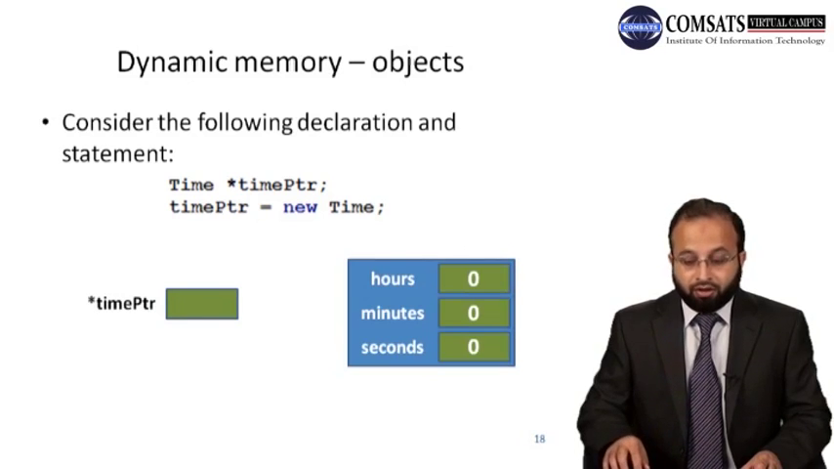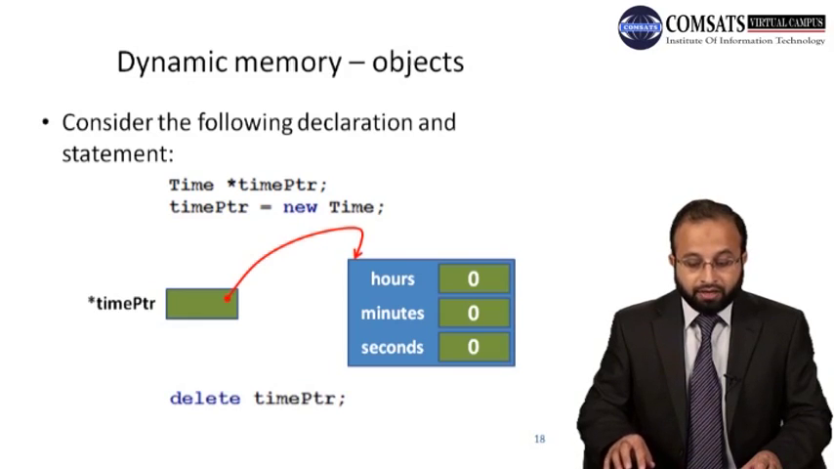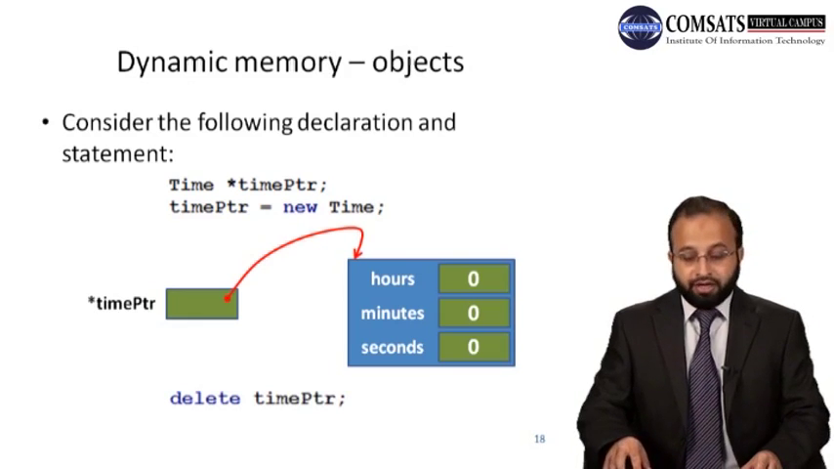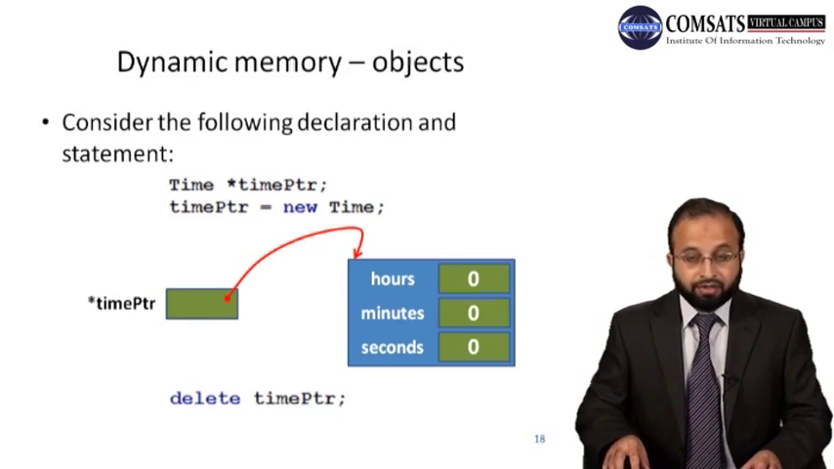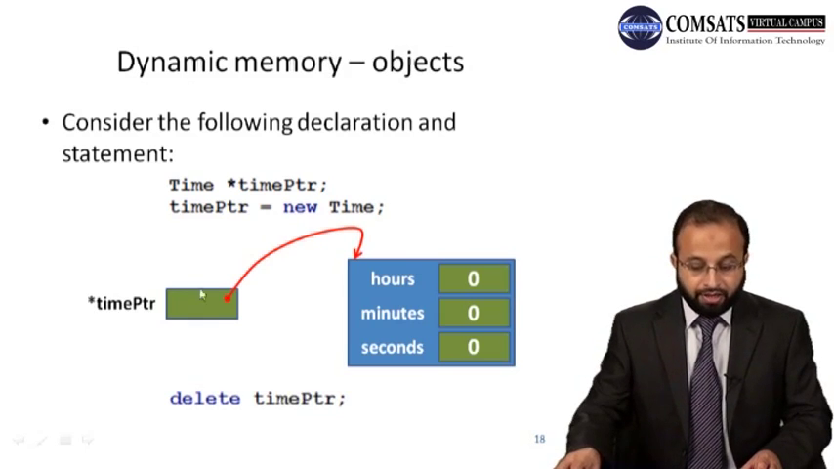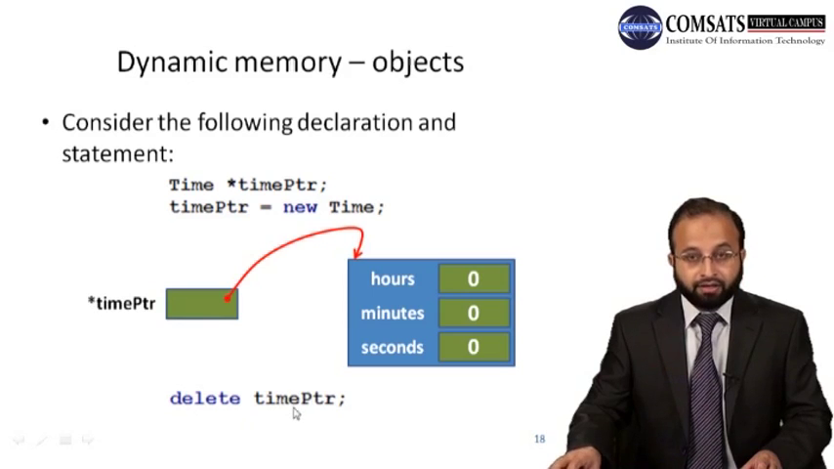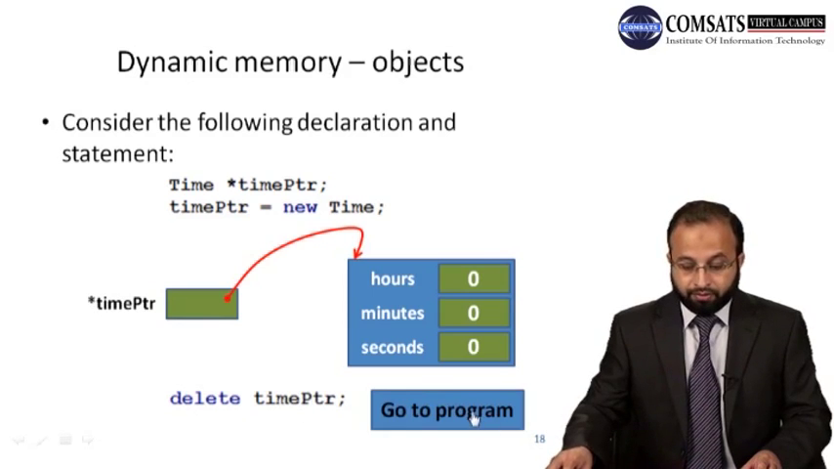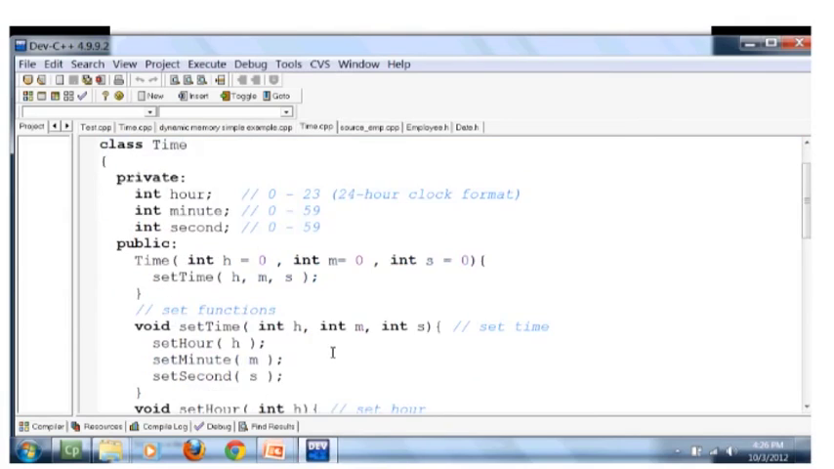It initializes all the private data members with 0, and then this is the pointer that is set. So the new operator returns the memory where it allocates the object of time class, and that address will be stored in the time pointer. And we use the delete operator to delete that memory location, that is delete time PTR. So you write delete and then the name of the pointer. Let's go to the program. So this is the program.